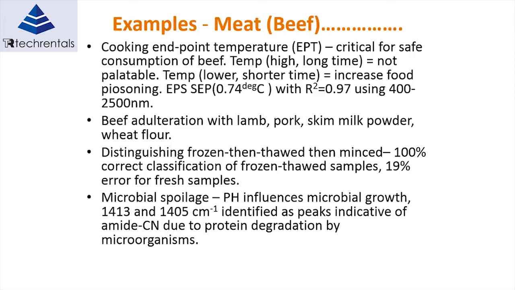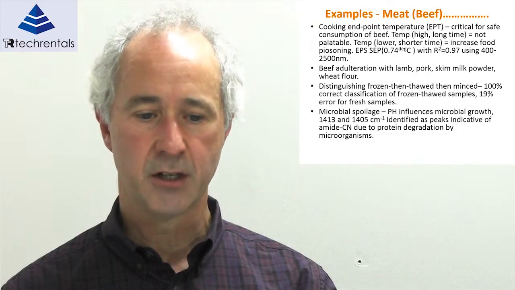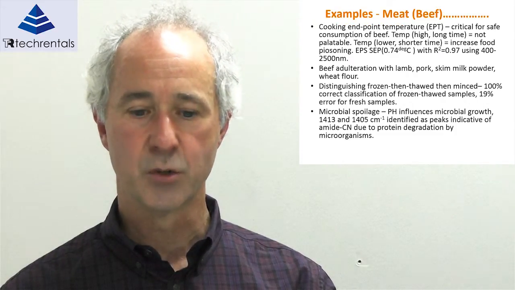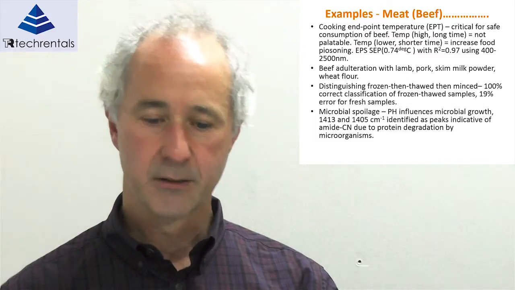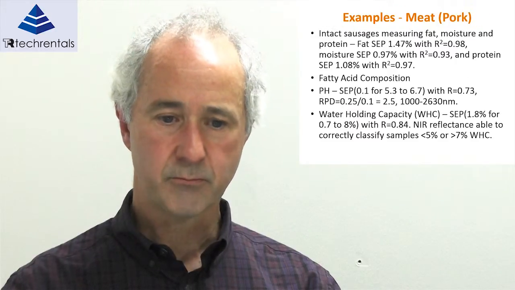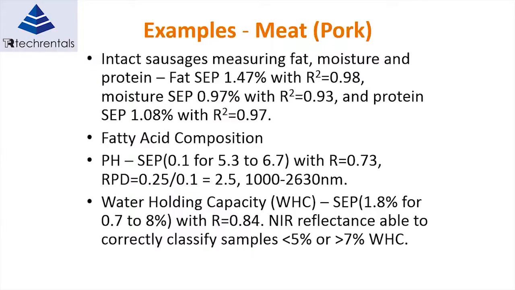Microbial spoilage is one big area of research at the moment. A lot of work's been done on that, and it's a fairly new area. I think this will become very applicable to the food industry once they can crack this nut. Pork, similar with pork, measuring fat, moisture, and protein again. Fat's very good, moisture's good. Actually, all of them. Protein is R squared at 0.97, so very good results.